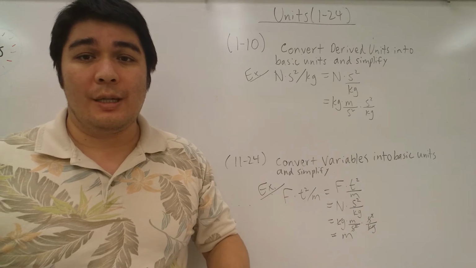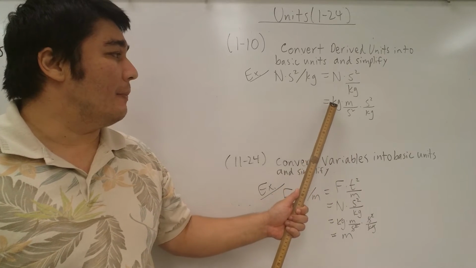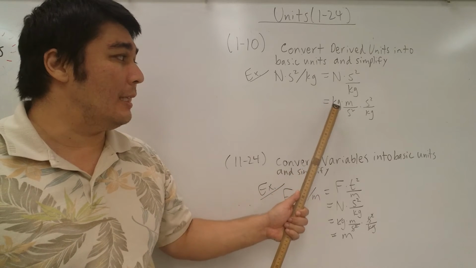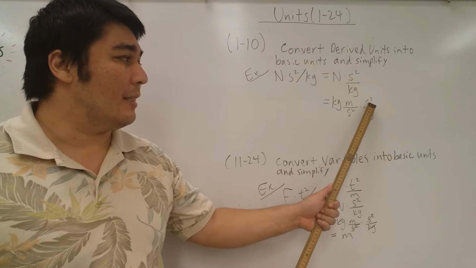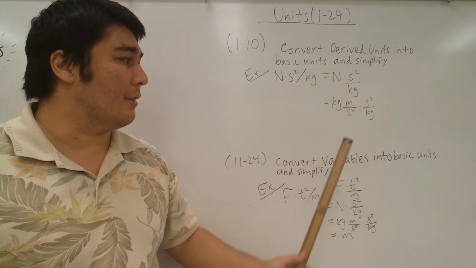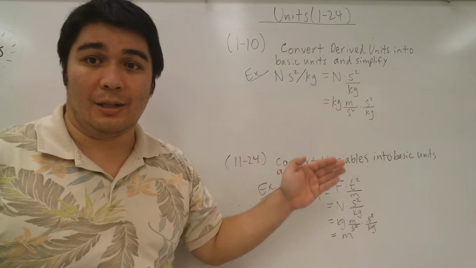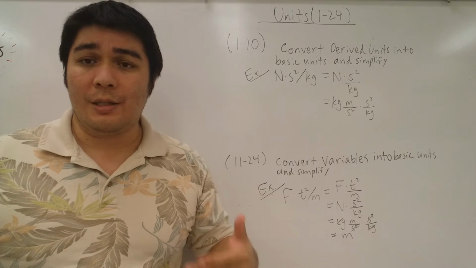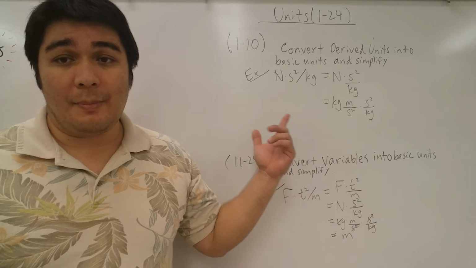Then what we can do is say, okay, now that we've done that, we can take the next step, which is to convert the derived unit, newton, into base units, which is kilogram times meter per second squared. Notice that I've got seconds squared over kilograms. So I can cross cancel all of these different units, simplifying them into meters. So that's the example from 1 through 10.